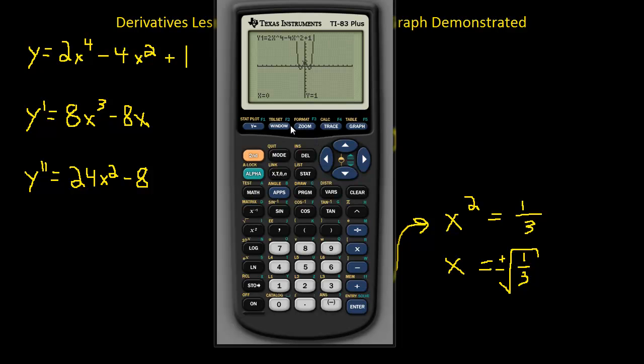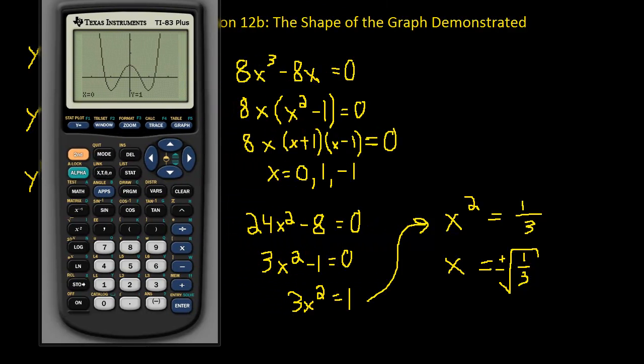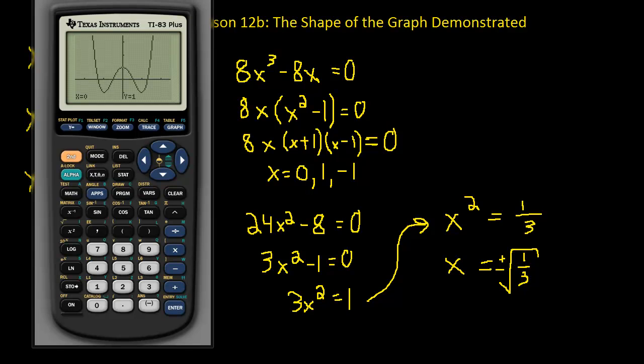If we want to zoom in here, let's see how this matches up. Okay, I'll zoom in a couple times here until, okay, that looks good. So let's match up what we see in this graph on our calculator with what we've drawn out here. Our first derivative has critical points at 0, 1, and negative 1.